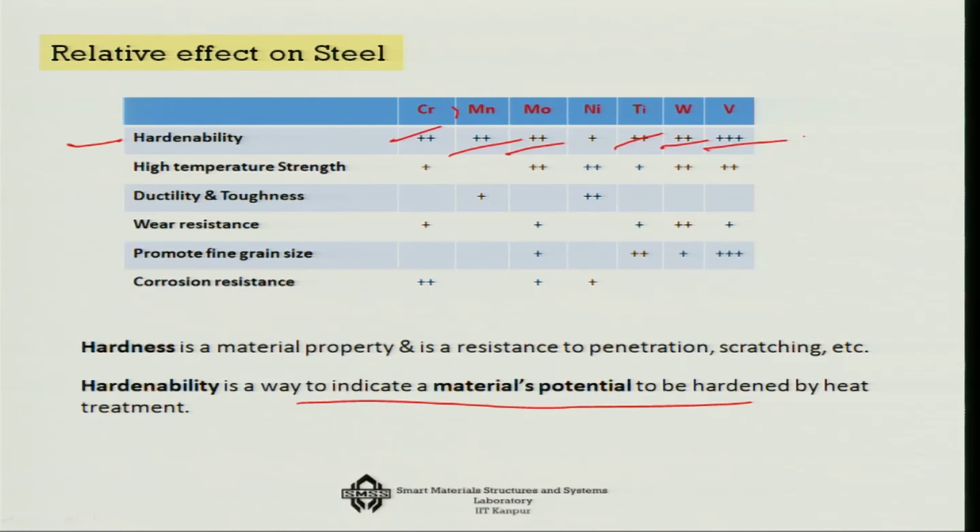If you talk about the high temperature strength, then molybdenum alloy, nickel, tungsten, vanadium, these are actually very good. From the ductility and toughness point of view, on the other hand, nickel is good. From the wear resistance point of view, tungsten alloy is good, and to promote fine grain size, vanadium is good. From the corrosion resistance point of view, chromium is good. Thus each one of these alloying materials has its unique contribution to the properties of the steel alloys.